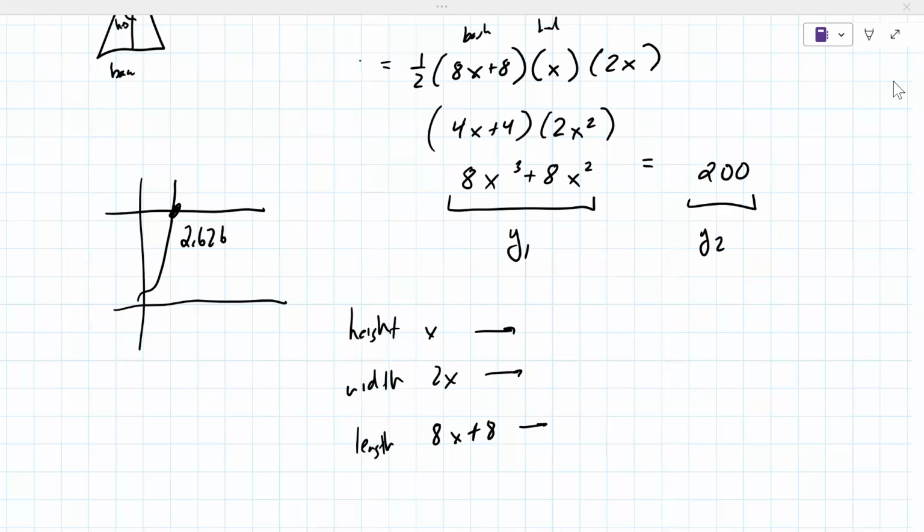I got 2.626 feet by 5.252 feet by 29.008 feet. So 5.252 for the width, and then 2.626 for the height, and 29.008 for the length.